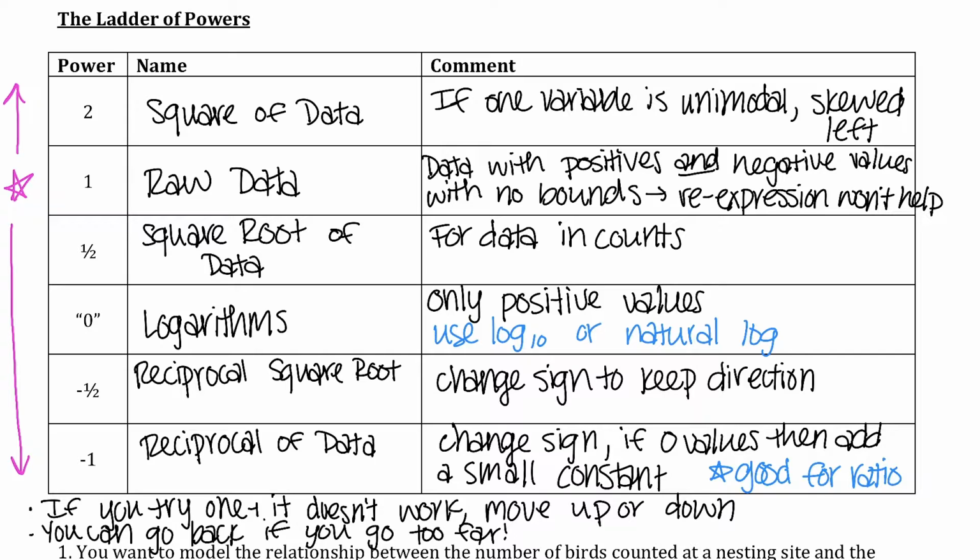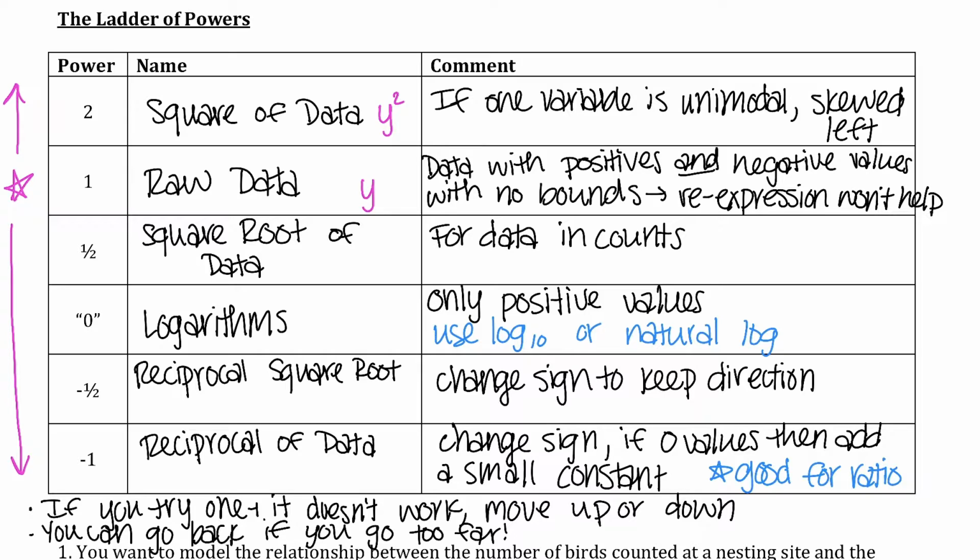So let's go up. This is just your regular y values. If you have data with positives and negative values and you don't have bounds on either end, re-expression really isn't going to help, and you're kind of stuck. Otherwise, we can try the different parts of the ladder of powers to be able to try to re-express and make the data look more straight in the scatter plot. Okay, so if we went up the ladder, we would use squaring the y values. Okay, and this is good if one of your variables is unimodal and skewed left. It can really help you out.